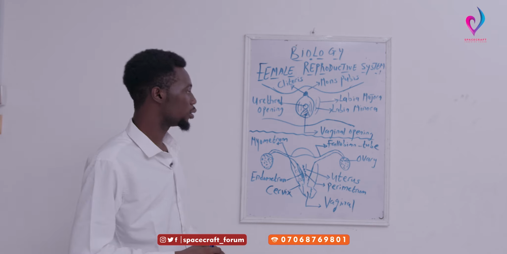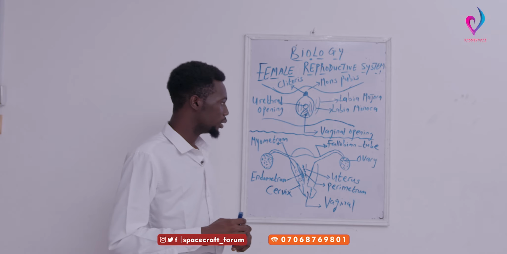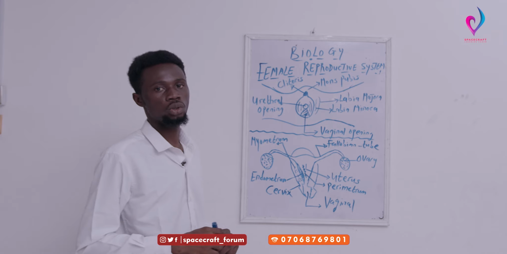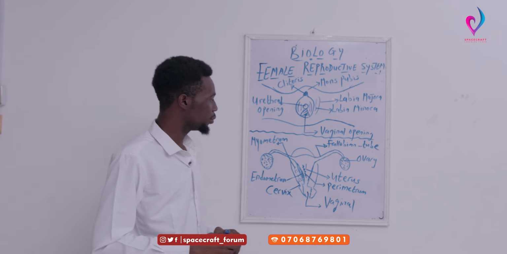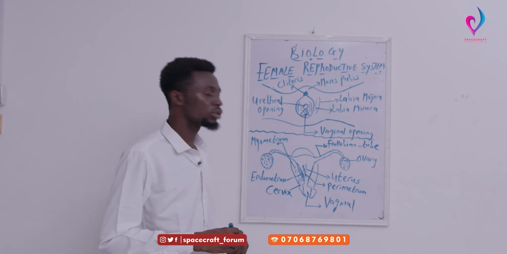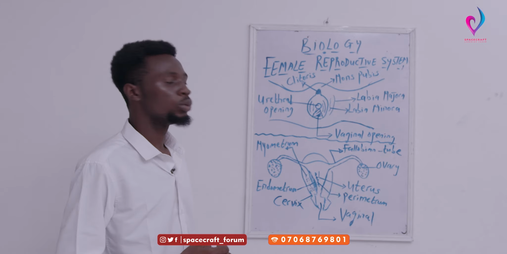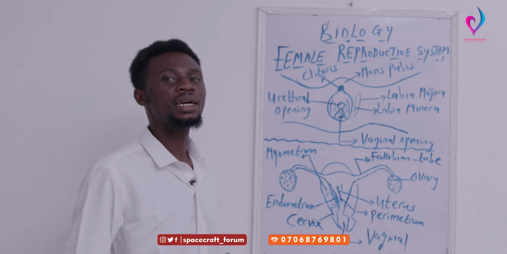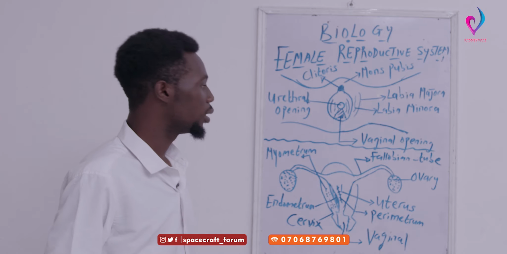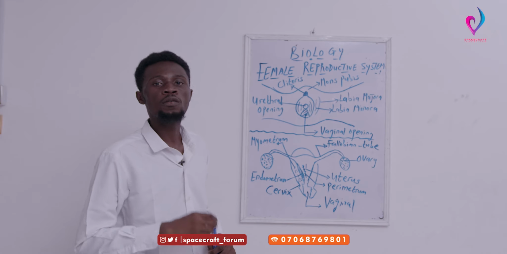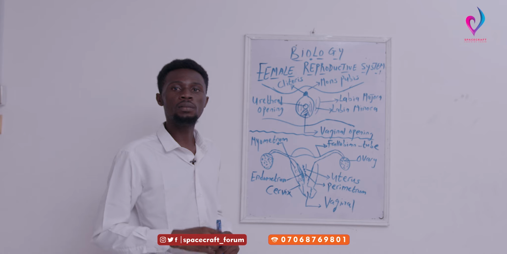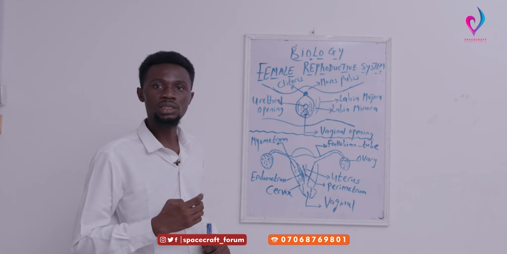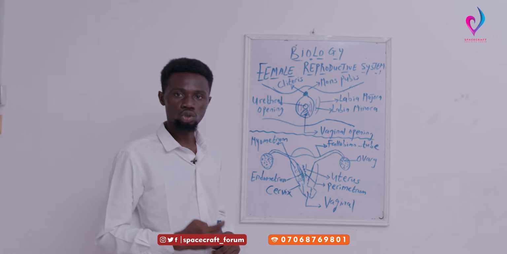Now the ovary. The ovary is a very important structure in the female reproductive system because it contains follicles which produce eggs and then the stroma. The stroma is responsible for production of hormones, which are the progesterone hormone and the estrogen hormone.